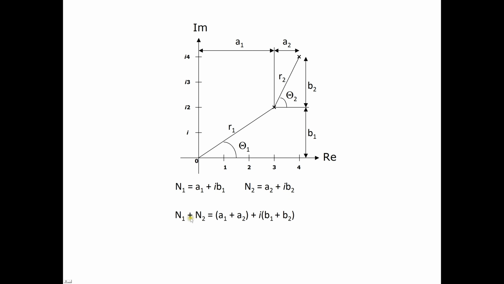so that n1 plus n2, the sum of the two complex numbers, has a real component of a1 plus a2 and an imaginary component of b1 plus b2. Similarly, we can subtract complex numbers and say that n1 minus n2 is the real component a1 minus a2 plus an imaginary component of i times b1 minus b2.